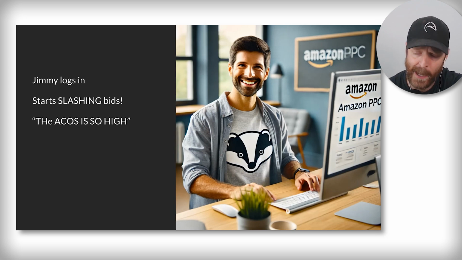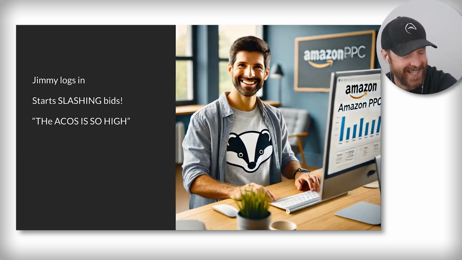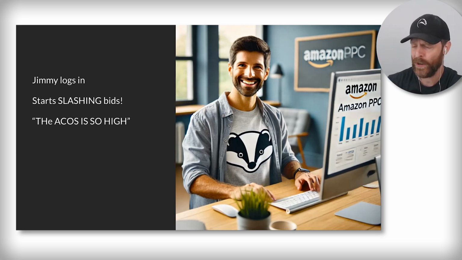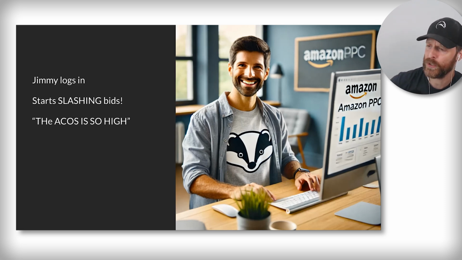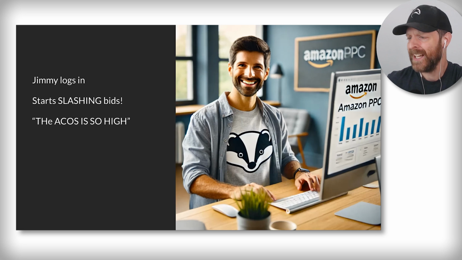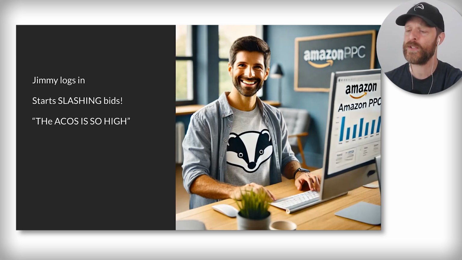Jimmy logged into Amazon and starts optimizing things. He sees that some keywords have a high ACoS. So he says, I'm gonna start slashing these bids. The ACoS is so high, I'm just gonna start trimming this down. He's changing bids from $2 to 50 cents. He's doing the right stuff, right?